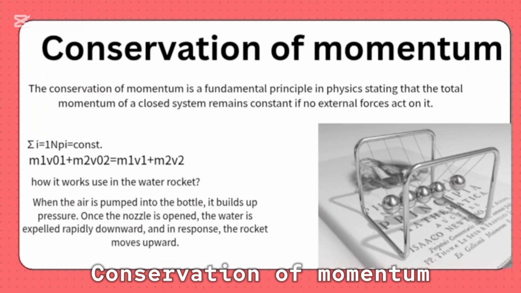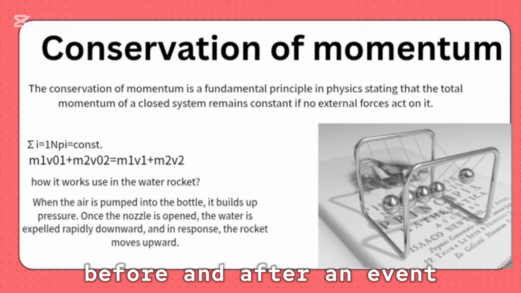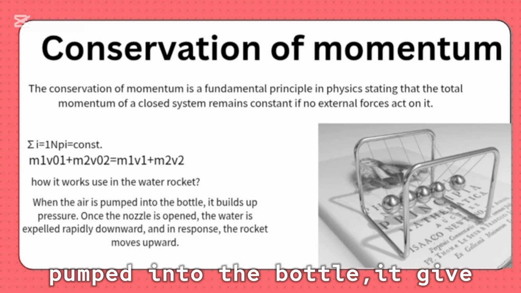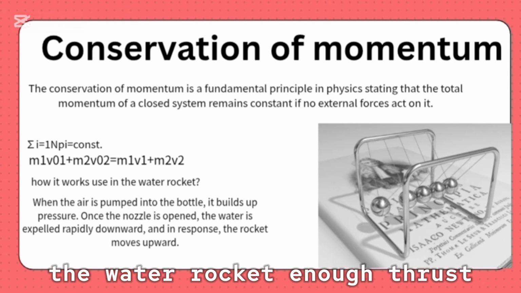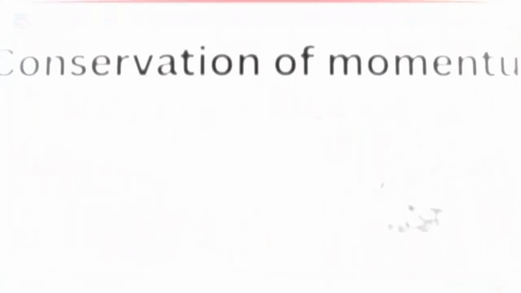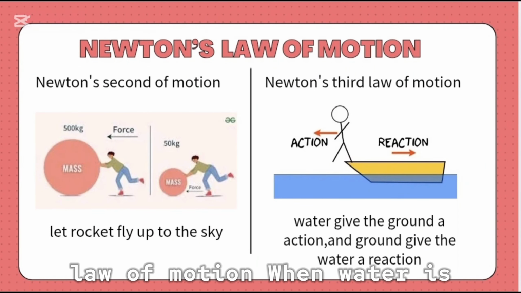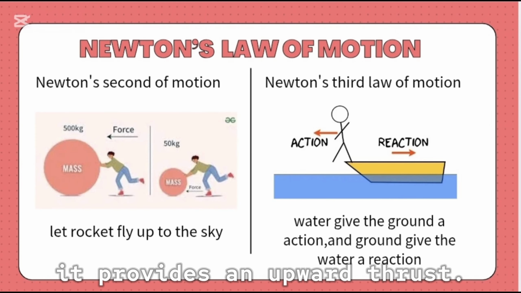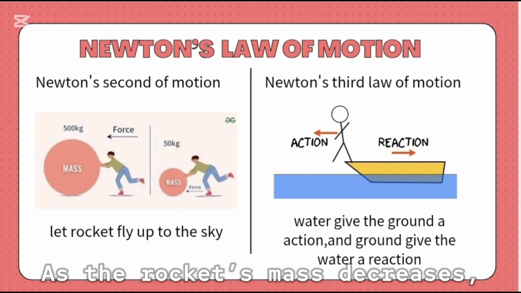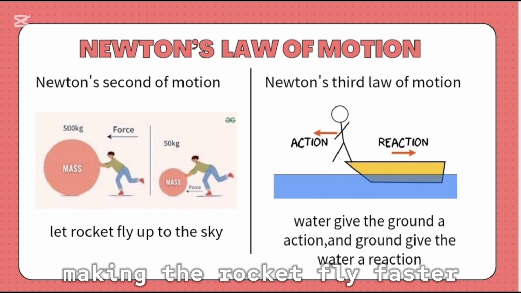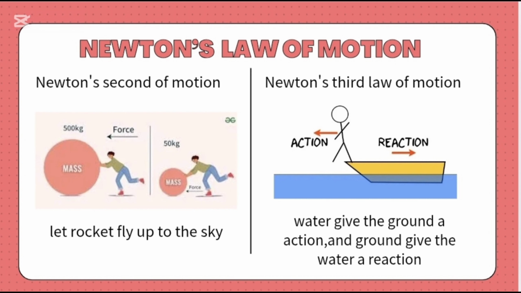Conservation of momentum. It means the total momentum before and after an event remains the same. When the air is pumped into the bottle, it gives the water rocket enough thrust to move upward. And according to Newton's second law of motion, when water is ejected at high speed, it provides an upward thrust. As the rocket's mass decreases, its acceleration increases, making the rocket fly faster and higher.